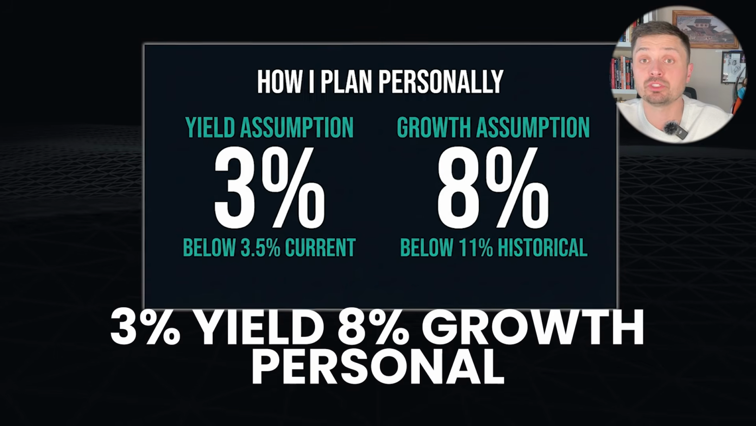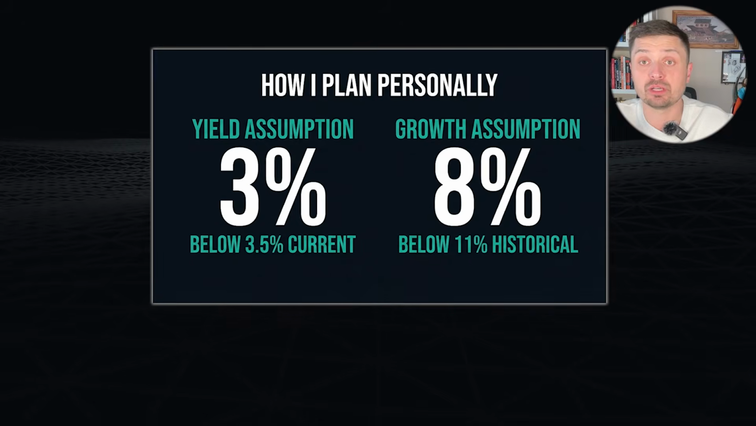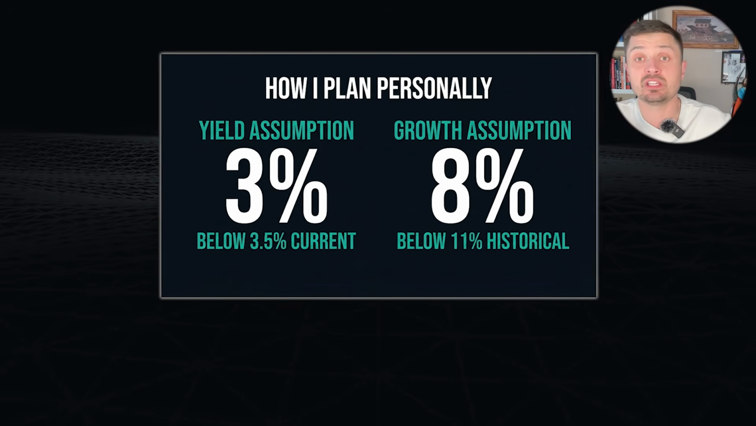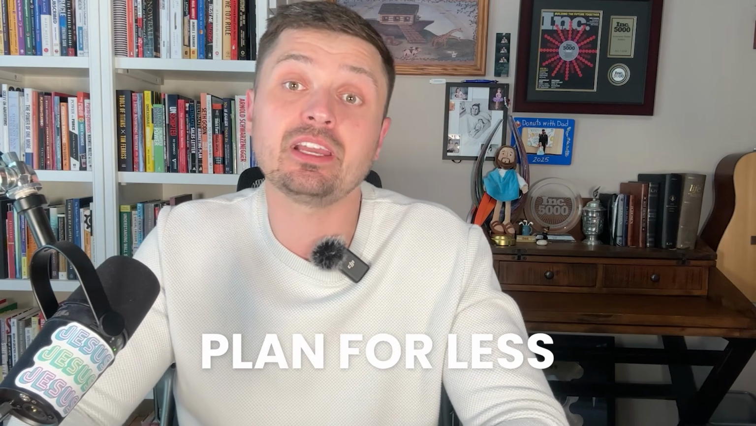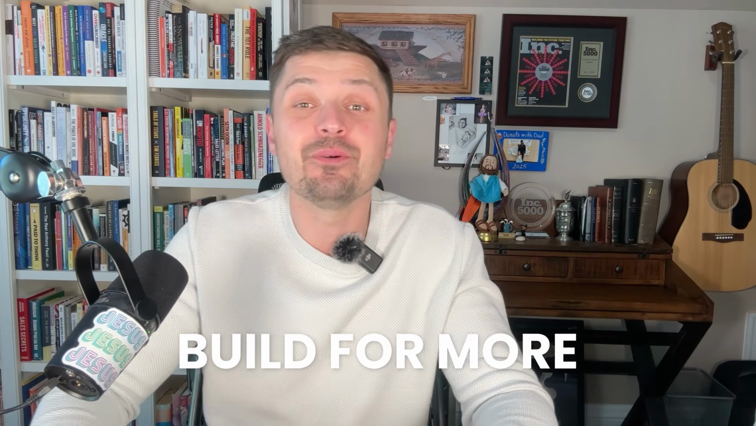When I run this calculation for my own personal retirement planning, I use a 3% yield assumption and an 8% dividend growth assumption, both below SCHD's historical figures. If the fund performs at its historical average, I'll have more than I planned for. Awesome, right? If the conditions are worse than historically, I built in enough cushion to hopefully adjust without some fundamental disruption. Plan for less than you hope for. Build for more than what you actually need.